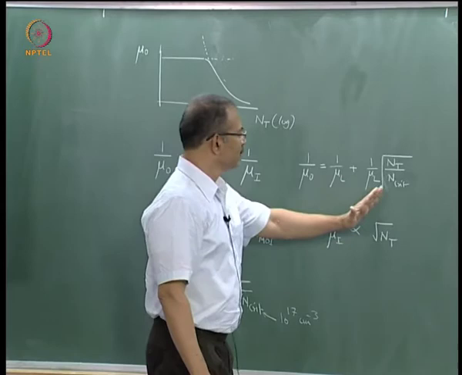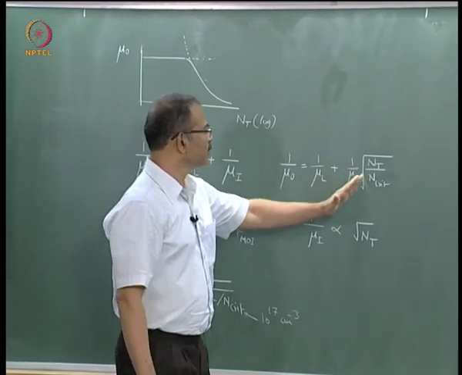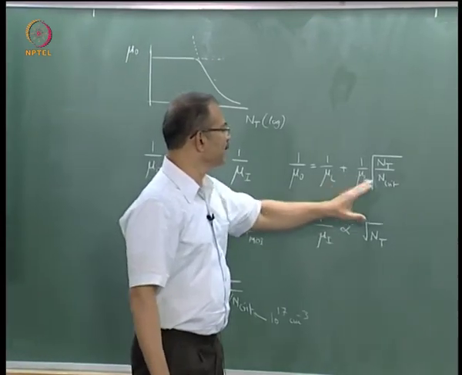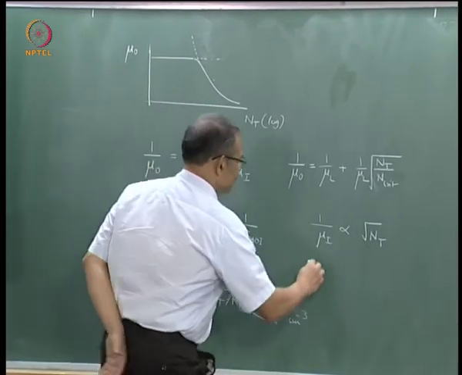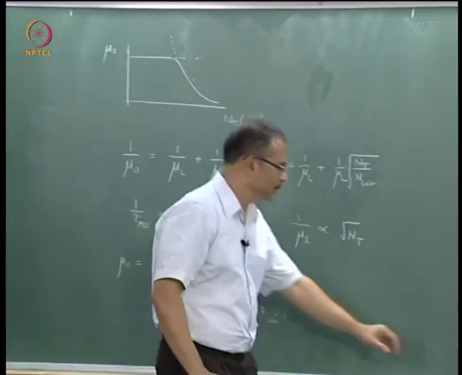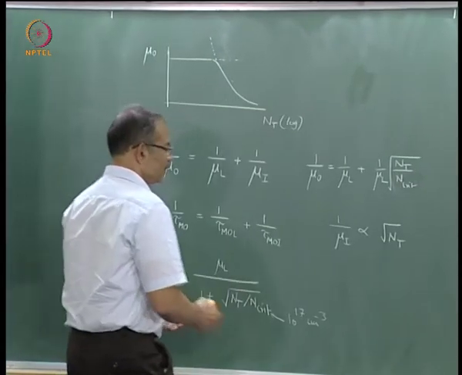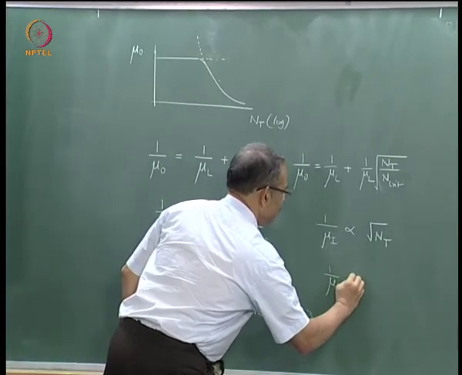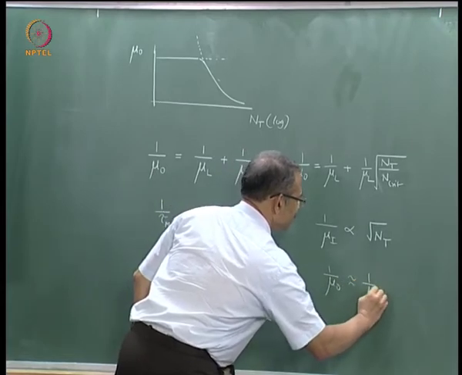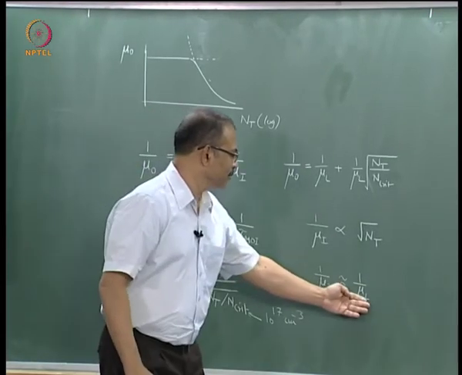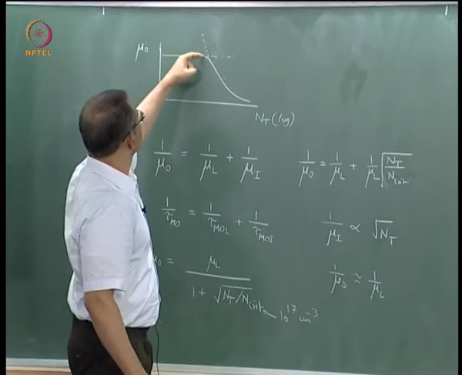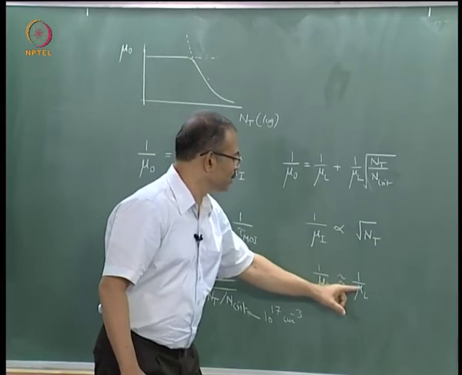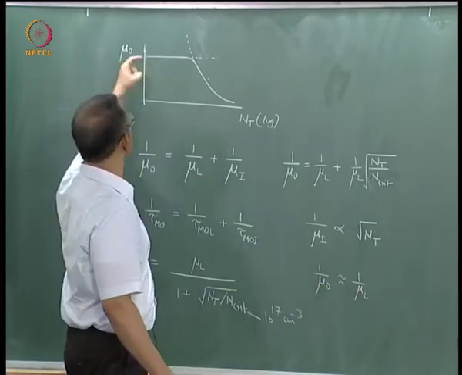So when I add these two, for low values of doping it would be this line, and for high values of doping it would follow this. So in other words, you get 1 by mu naught approximately equal to 1 by mu L, which is independent of doping, and that is this line. So this is mu L actually, because 1 by mu naught approximately equal to 1 by mu L means mu naught approximately equal to mu L, this line.